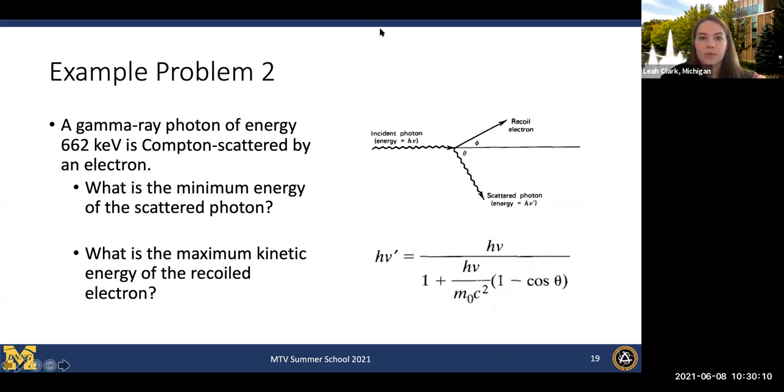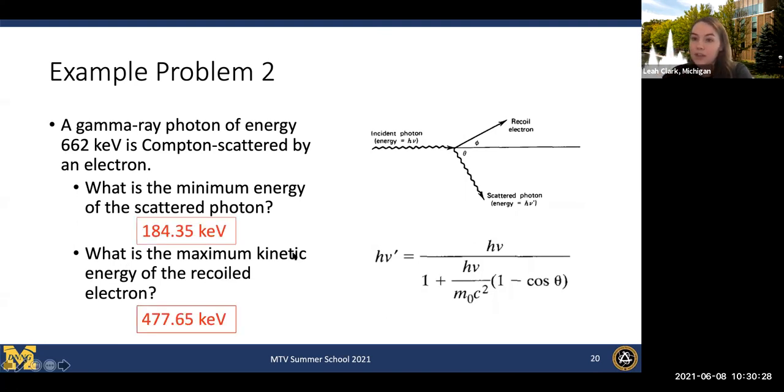Okay, so why don't we go ahead and work on these problems? So again, we have our incident photon 662 keV, Compton scattered. What is our minimum energy of the scattered photon, and what is the max kinetic energy of our recoil electron? So these are the answers that you hopefully got. And we got 184 and 477 keV for these.